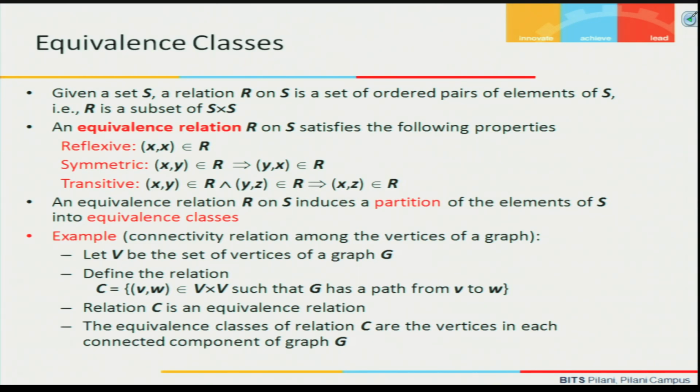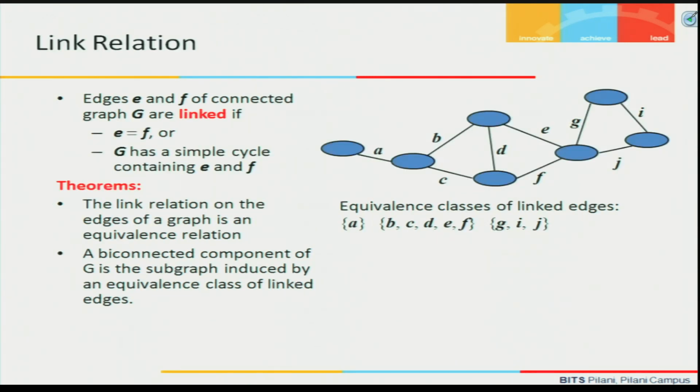What we are going to look at are the biconnected components of the graph. For that, we define a relation, and via this relation we are going to compute the biconnected components of a graph G. So, we say that two edges are related. The relation is going to be called a linking relation. We say that E and F are linked if either E is equal to F or there is a simple cycle containing both E and F.